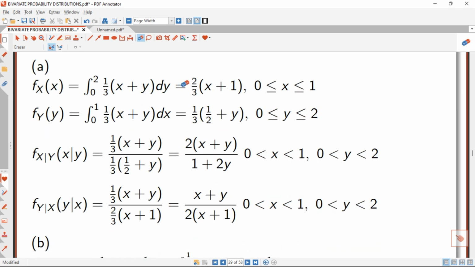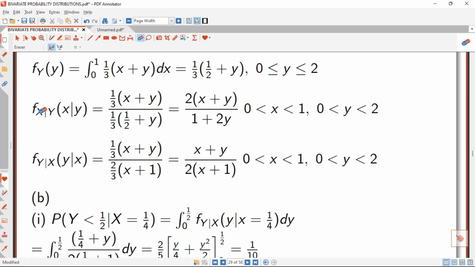So let's come to the solution sheet. When we integrate this, we are going to get 2 over 3 x plus 1, on this particular limit. And for the marginal of y, we are going to integrate from 0 to 1 of 1 over 3 (x plus y) dx. And then we are going to get 1 over 3 times (1 over 2 plus y) on the limit of 0 and 1. Okay, so once you have been able to get our marginals, that is half of the question. So the first part is saying that we should calculate the marginal probability of what? X and then y.